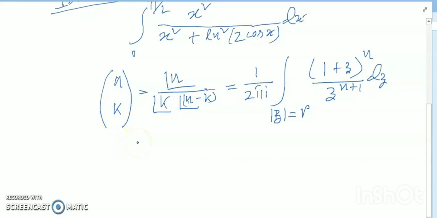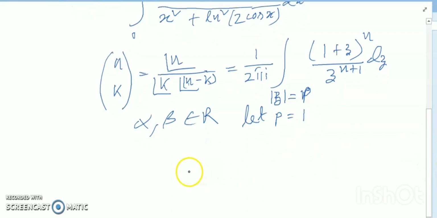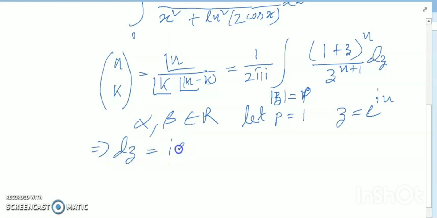And alpha comma beta belongs to capital R, and let the radius p equal 1, and z equals e to the power iu, then dz equals i into e to the power iu du.